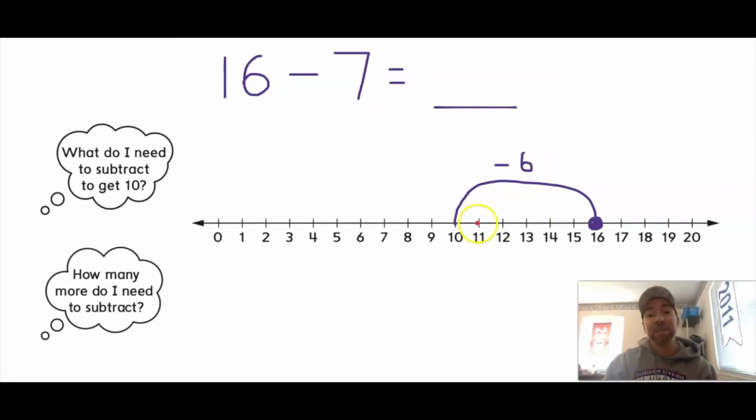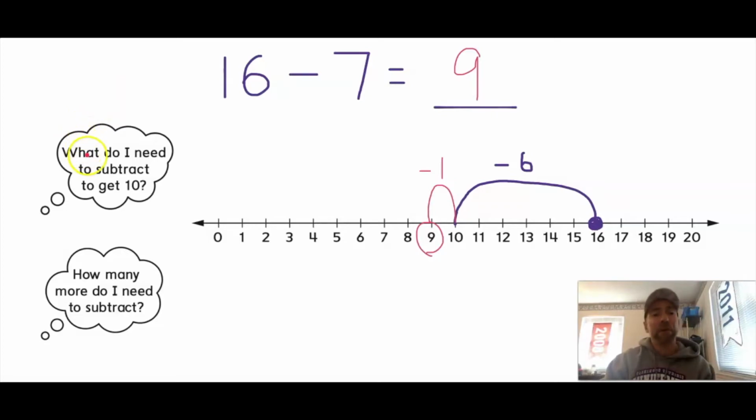Well, I have to make one more hop back. -1. So now you can see that I've subtracted 7 total. Minus 6 and minus 1 is a total of minus 7. Where did I land? I landed on the number 9. 16 minus 7 equals 9.